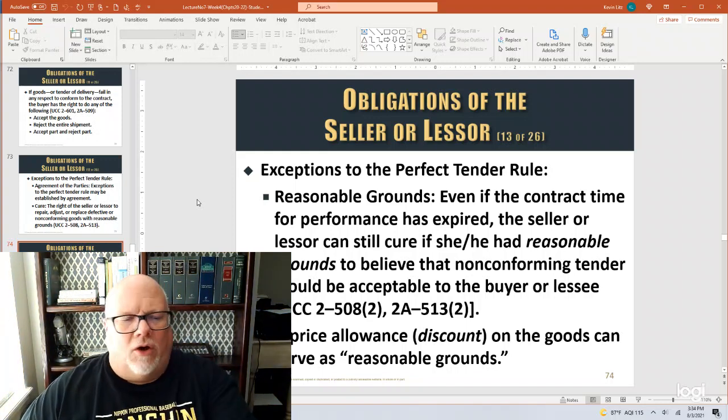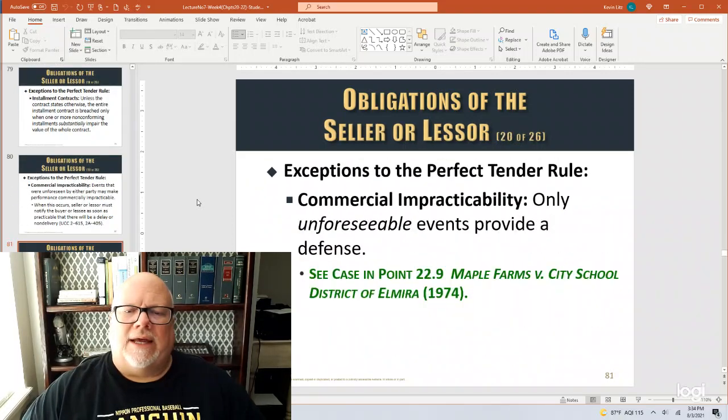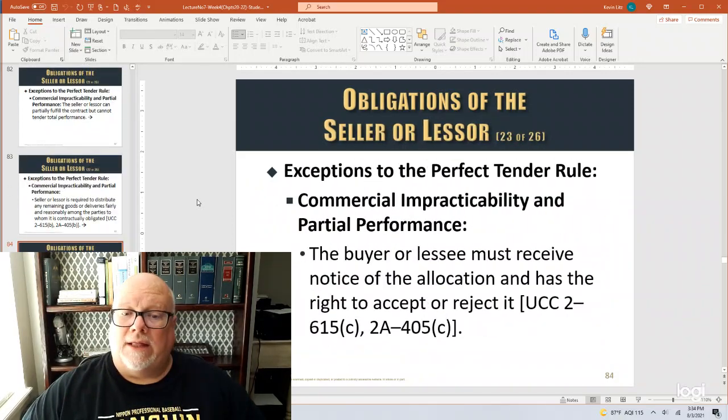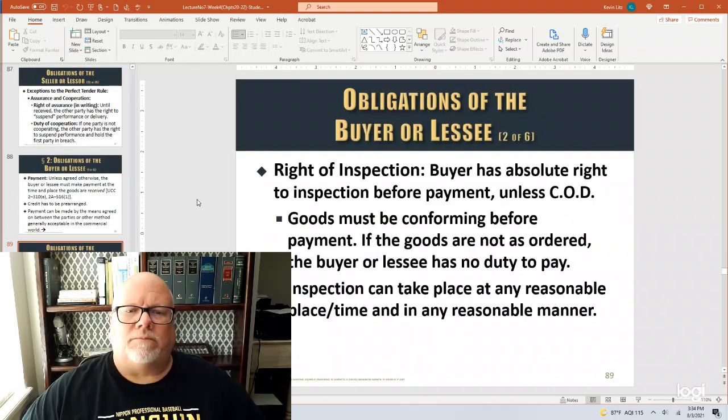I'm going to let you go on some of the other things you can do if you don't deliver completely conforming goods. And again, I'd like you to read through all this, but I'm trying to hit the highlights and keep it in a reasonable period of time.